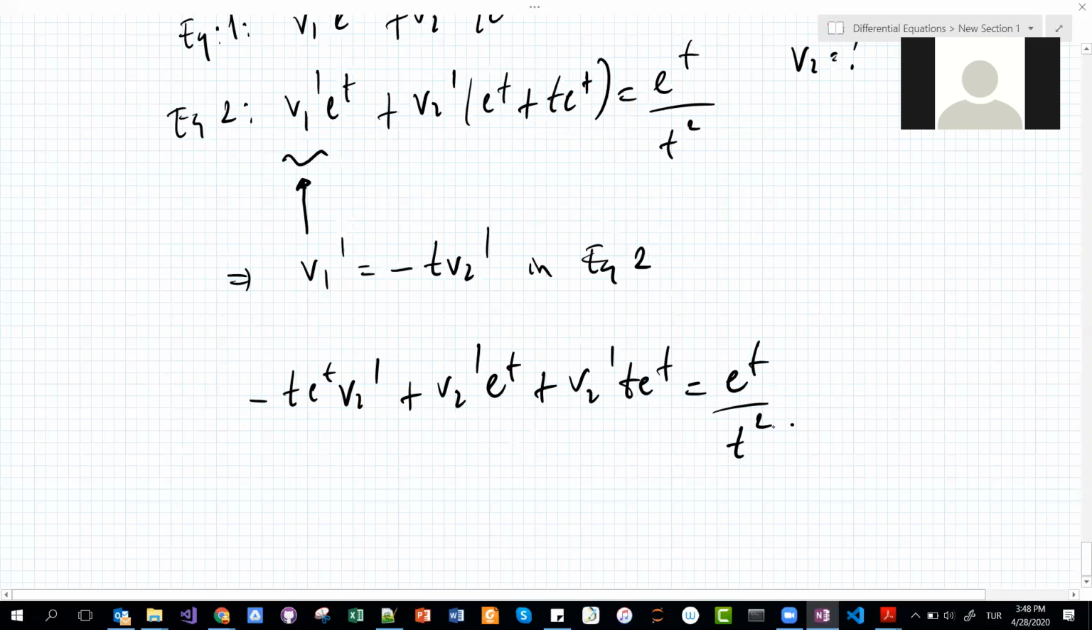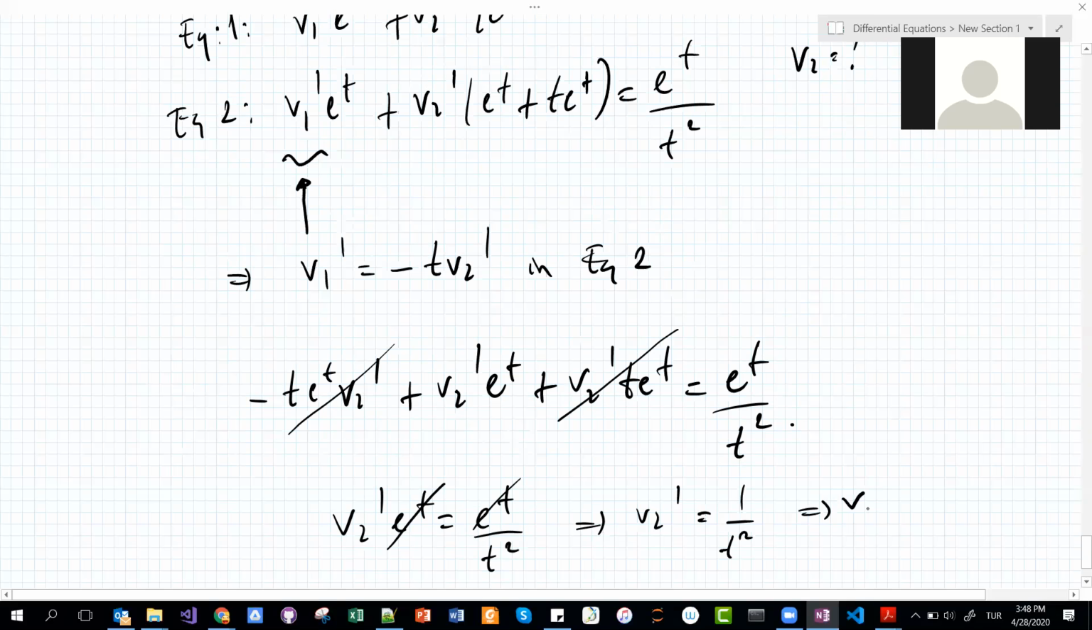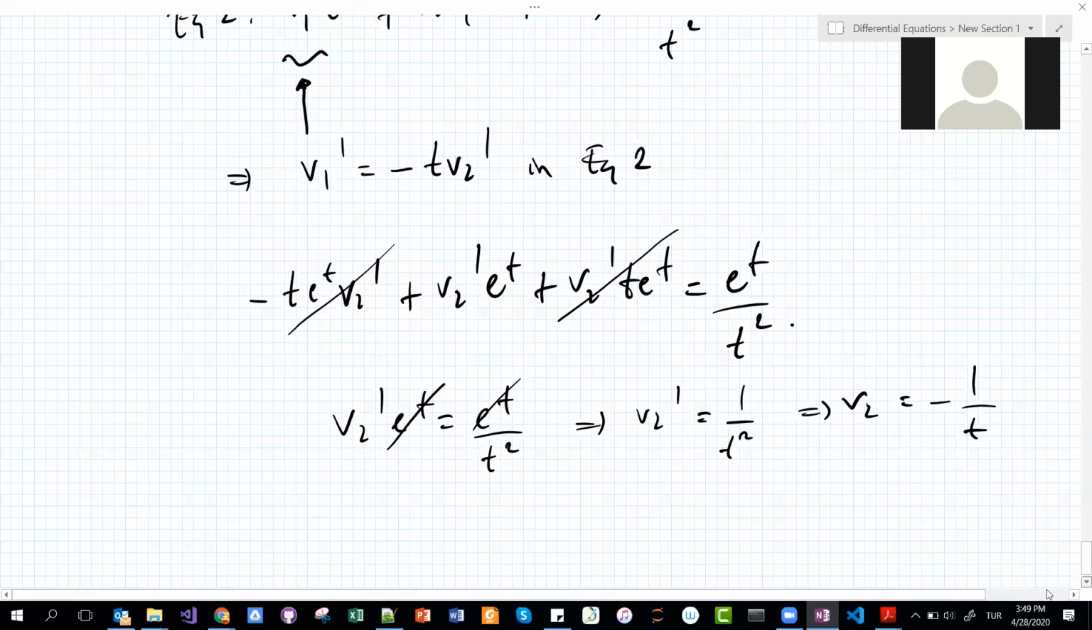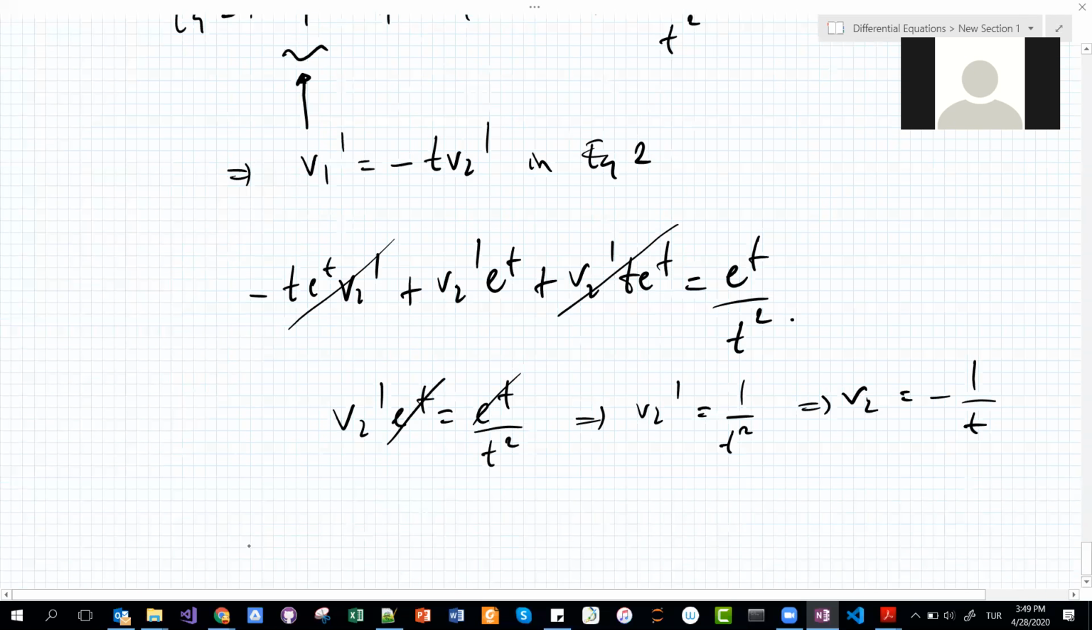I have some terms here I can cancel. Look at that. They're going to cancel each other. So v2 prime e to the t is equal to e to the t over t squared. The e to the t will cancel. And then v2 prime is equal to 1 over t squared. And then v2, if you integrate it, is going to be equal to negative 1 over t. Right? And yes, I found what the v2 is.